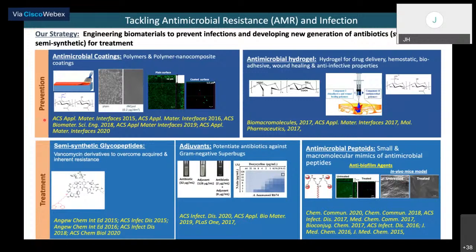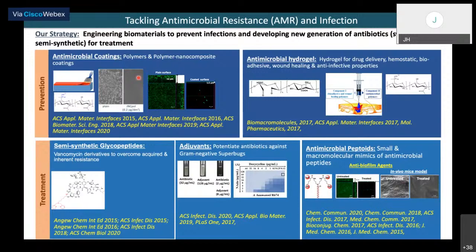And another thing, if you have an infection, can you have a better drug to treat them? Okay. In case of preventing, we have been trying to define a kind of polymer and nanocomposite system, which can actually be coated onto defined types of surfaces, including biomedical devices.